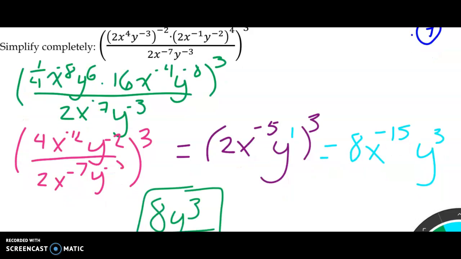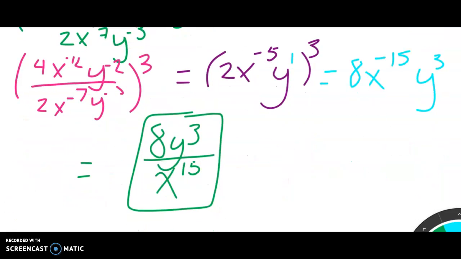So that has been our review of the basic exponent rules that you learned in Algebra 1.